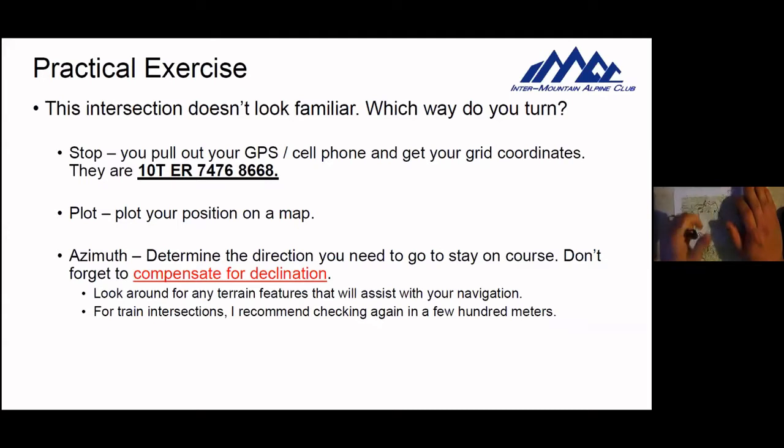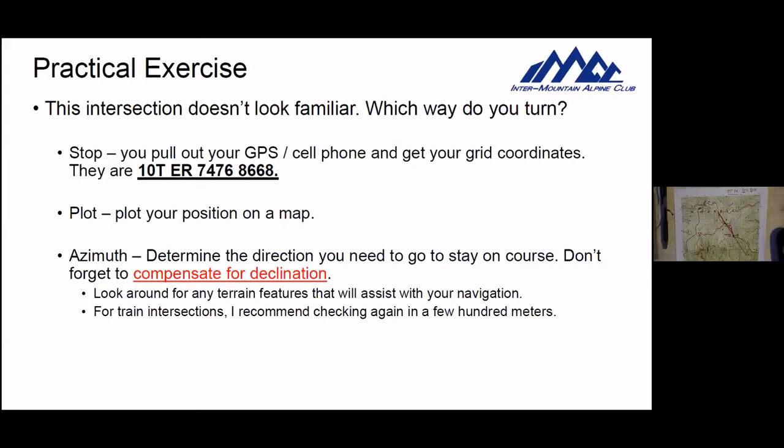We're going to plot our position on a map. We're going to determine the azimuth that we want to go to stay on our trail. We're not going to forget to compensate for declination. We're going to look around for any terrain features that assist our navigation. And then, I said train intersections, I meant trail. For trail intersections, check again in a couple hundred meters because trails don't always join at 90-degree angles.